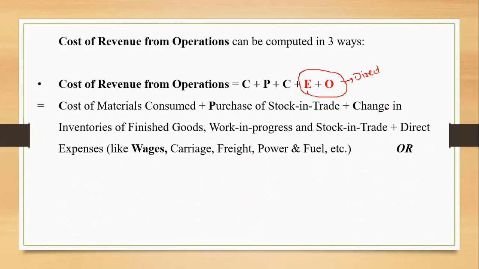So this is what has been mentioned over here. C stands for cost of material consumed, P for purchase of stock in trade, C is for changes in inventories, that is related to finished goods, work in progress, and stock in trade. And then I would like to add the direct expenses. Direct expenses I'll be getting from E and O. So this has to be taken care of. Wages, you can see, is a part of the employee benefit expenses, and carriage, freight, power, fuel, all these expenses will be a part of other direct expenses.